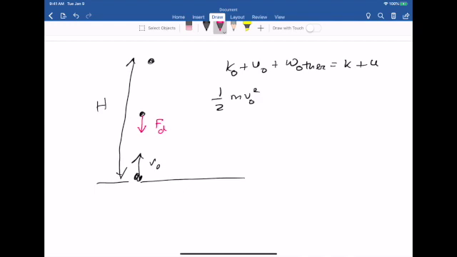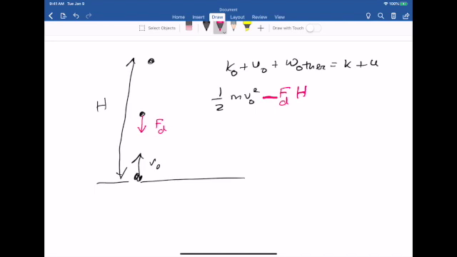So as the object is rising through the height h, the work done by the drag force is going to be the magnitude of the force, which is Fd, times the magnitude of the displacement, which is h, times the cosine of the angle between the force and the displacement, which is 180 degrees. And cosine of 180 degrees, as you know, is minus 1. So this will be a negative work of magnitude Fd multiplied by h.